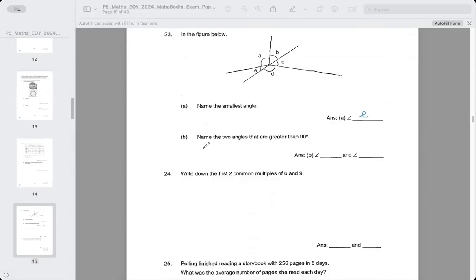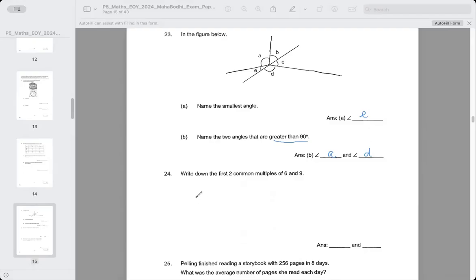Okay, then next, part B, name the 2 angles that are greater than 90 degrees. So for this, you can either use your protractor or you can use the corner of your ruler or set square, okay, put at each angle. The 2 angles that are greater than 90 degrees are angle A and angle D.